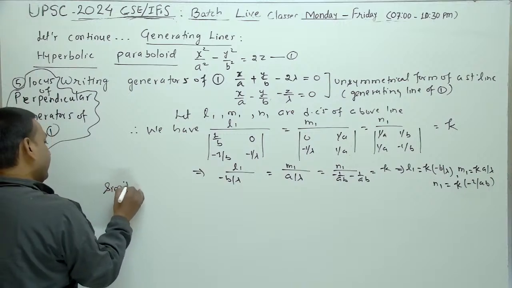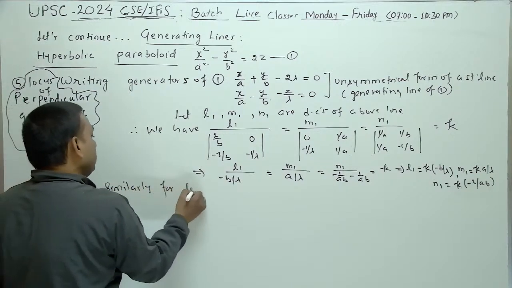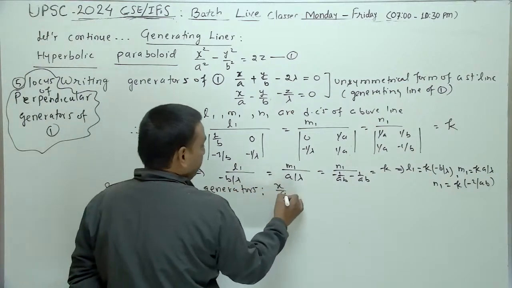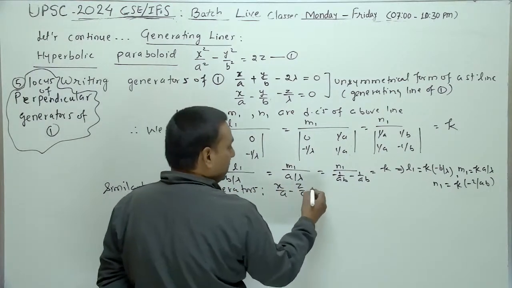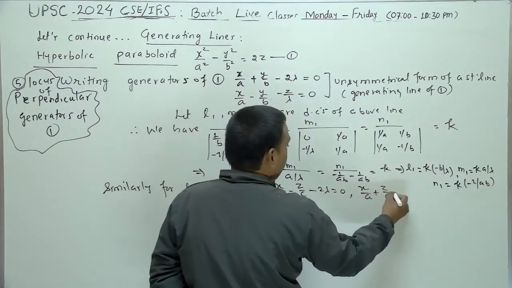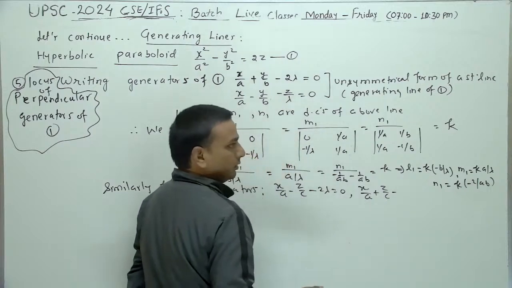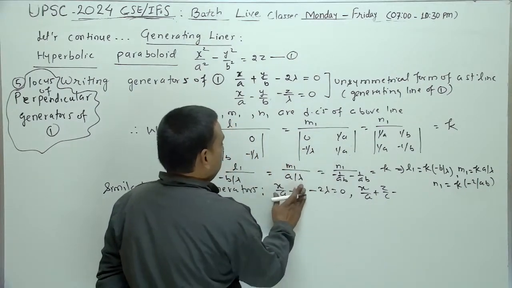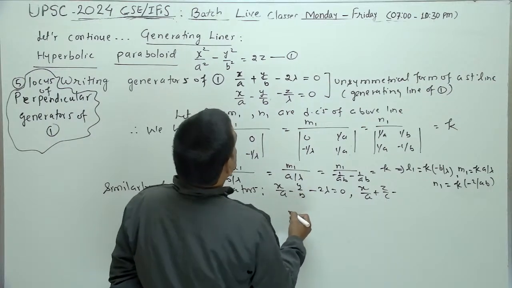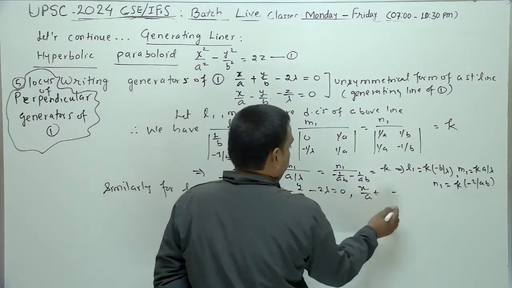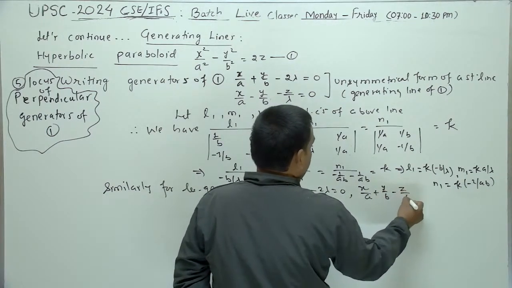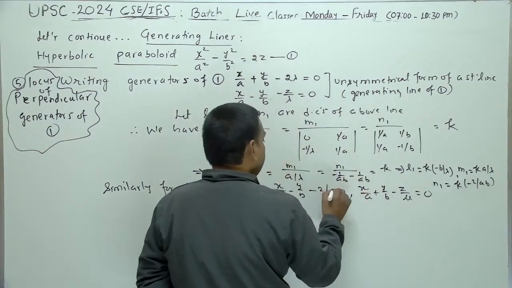Similarly, for new generators, what we will have? क्या मिलेगा? x upon a minus z upon c minus 2 lambda equals 0. x upon a plus z upon c. x लिया, y लिया, y. x upon a minus y upon b, x upon a plus y upon b, and that is minus z upon mu equals to 0. Here we are writing mu.